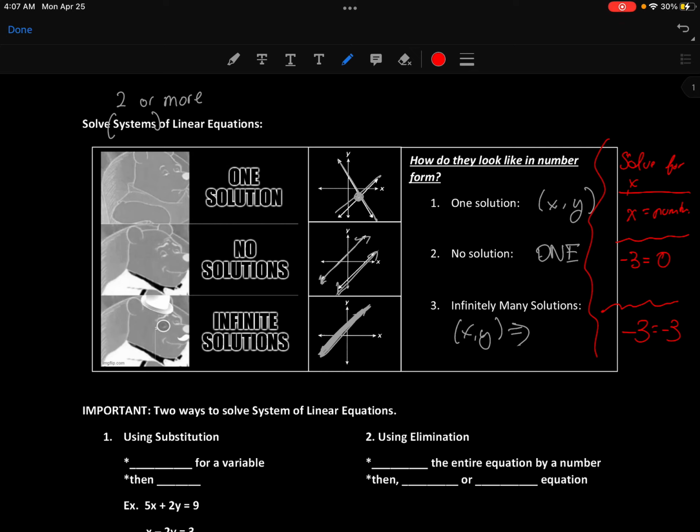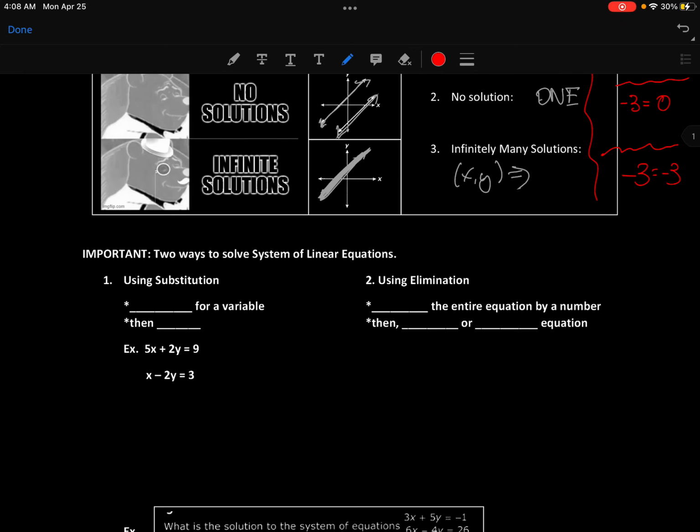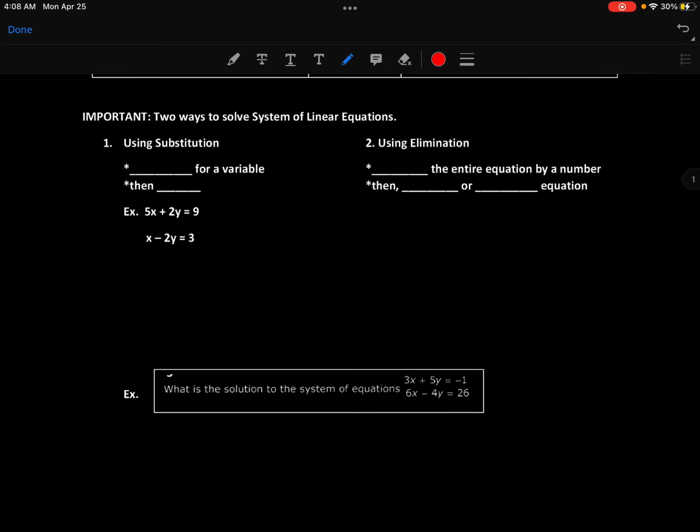That's pretty important. Now, there are two ways to solve systems of linear equations. The first way is using substitution. You solve for a variable, then you substitute. That's it. I'm going to show you with this example.